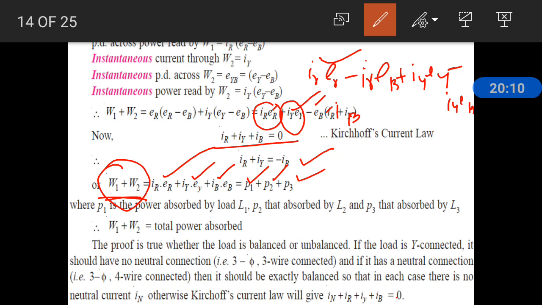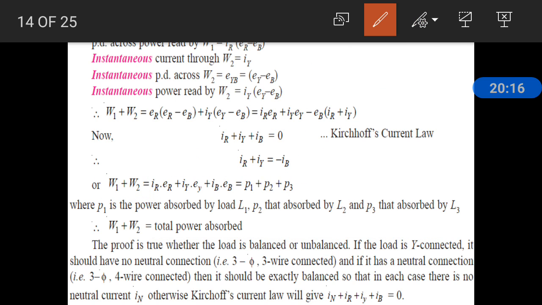Here we have discussed the unbalanced condition also. Suppose IR is changed, or IB is changed, or EY is changed, no problem, it is adding or multiplying each other. For any value, the power is W1 plus W2. Suppose balanced, all equal, no problem, W1 plus W2 is the answer. If IR, IY, IB change, or ER, EY, EB magnitudes are not equal, still the total power is W1 plus W2.